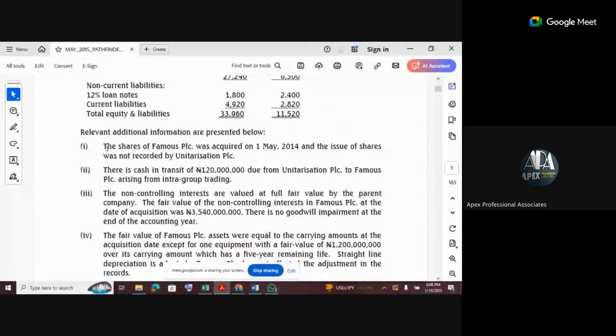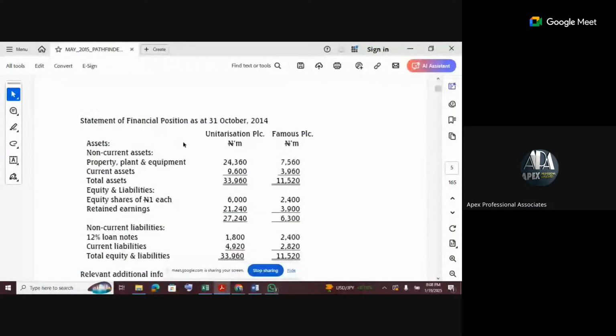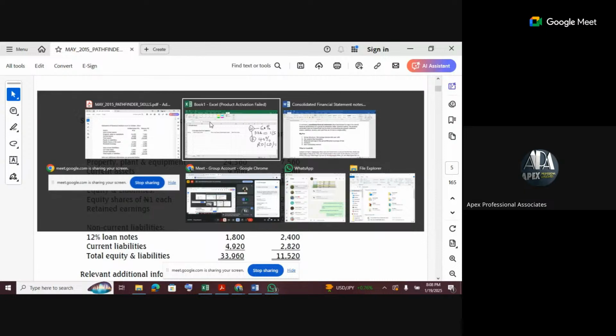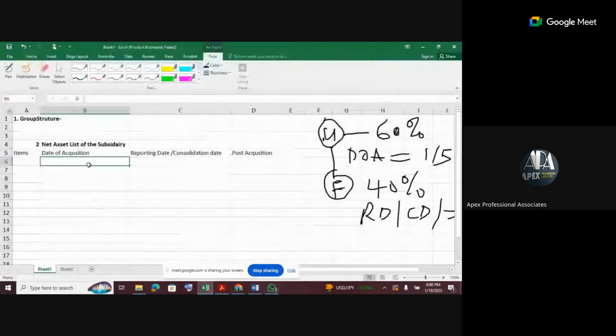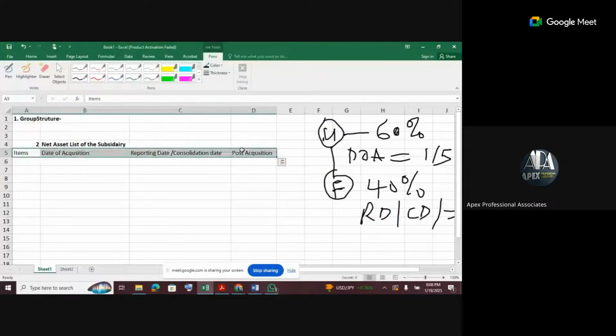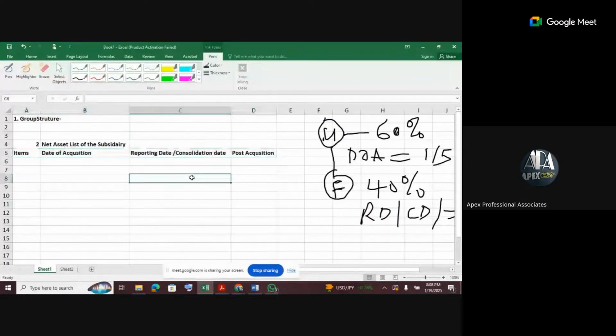They say the shares of Famous. Famous is a subsidiary in this case, right? Was acquired on 1st May 2014. So this is the date of acquisition. The date you have on the account is your reporting date, or your date of consolidation, the date you want to prepare the group account. That's what it means. Now, you need to understand these parts. It will take you some time. It might not be this class. It may be this class.